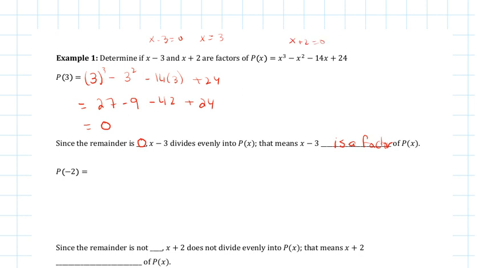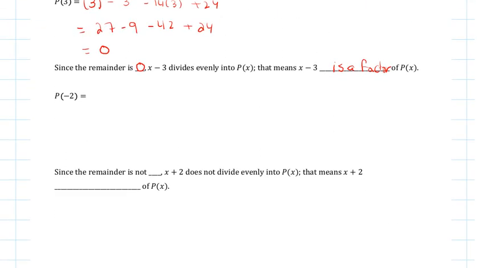Okay, now we're going to see the x plus 2. So I said x plus 2 equals 0. That means I'm looking at x equals negative 2. I'm looking at p of negative 2. Let's plug in negative 2. So what I have is negative 2 cubed minus negative 2 squared minus 14 times negative 2 plus 24. And that gives me negative 8 minus 4 plus 28 plus 24.